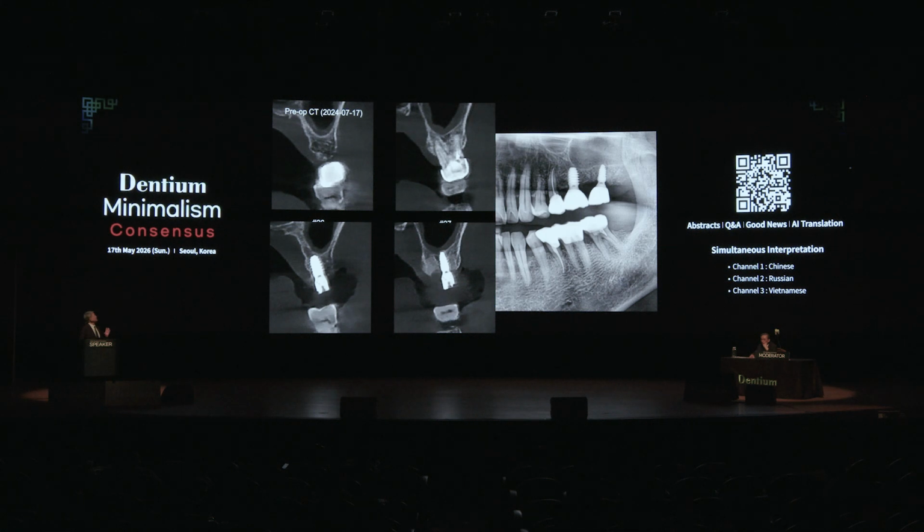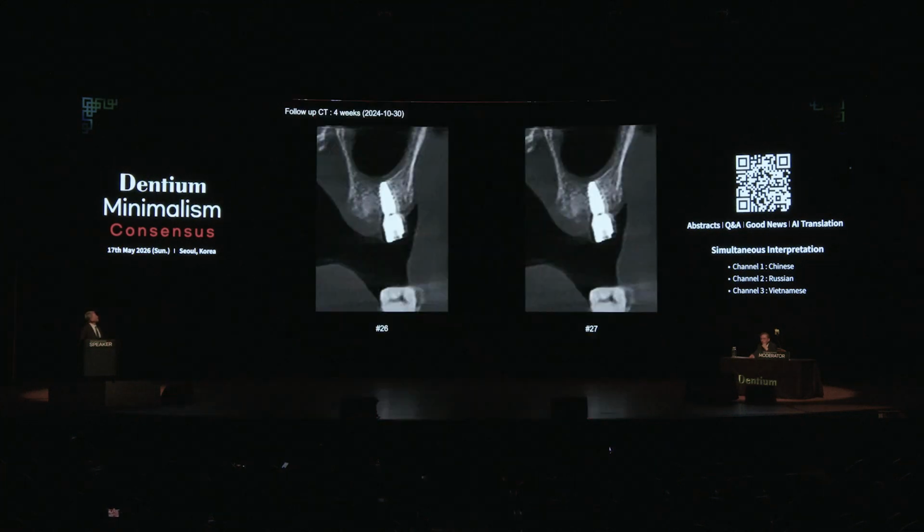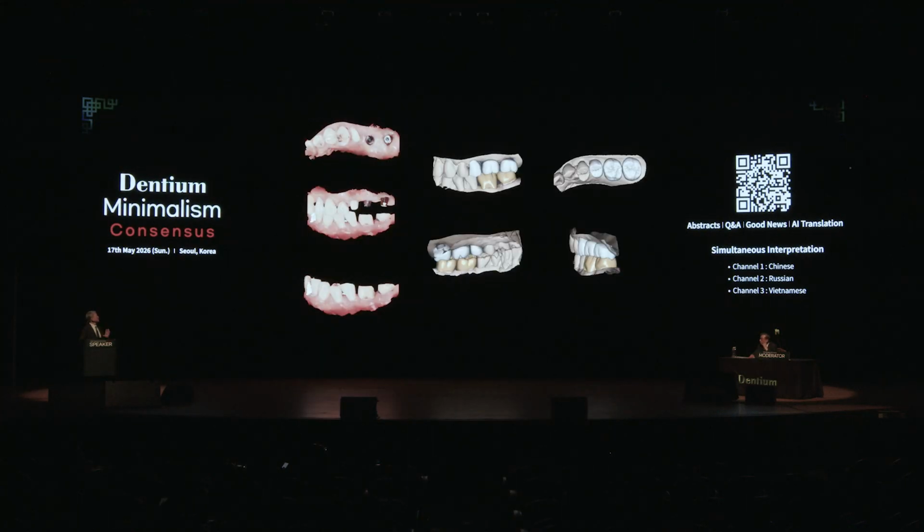The reason is we do immediate implantation on the septal areas, because septal bone is relatively very thin, so we place a narrow diameter implant, with socket preservation and collagen graft coverage. One month later, relatively shortly, we make the temporary and move to the final processes.